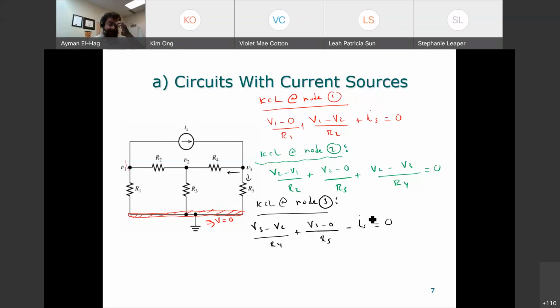Okay, so with this, I'm done with the KCL with the 3 nodes, and I'm ready to solve them. But here I will not solve this question. This is just to give you an idea how to do that.